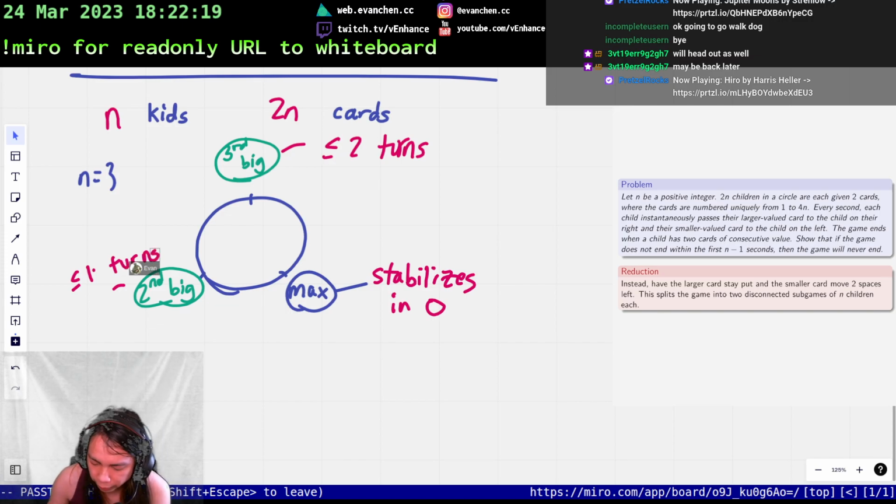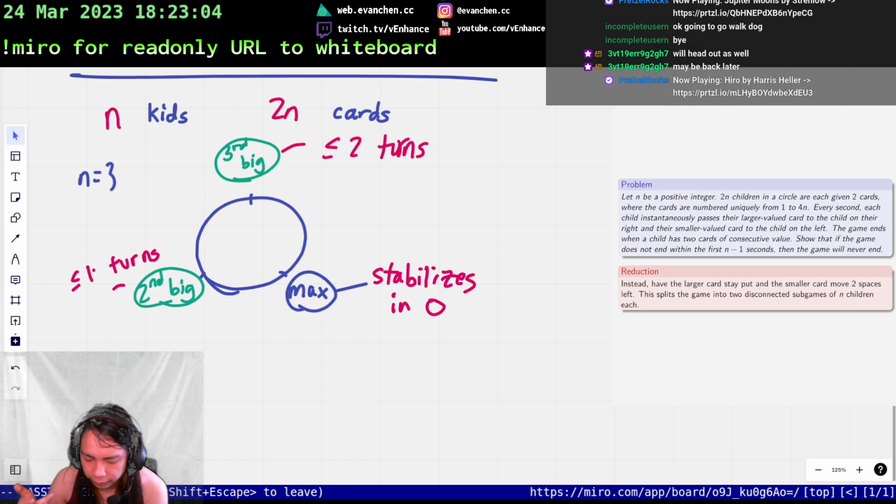So if the game hasn't ended by now, then all the other cards are going to do is just cycle. They just move through cycles. So when all the biggest cards have stabilized, then the smaller cards are just moving in a loop. And I want to show that they were supposed to collide earlier. Well, actually, the small cards never collide.